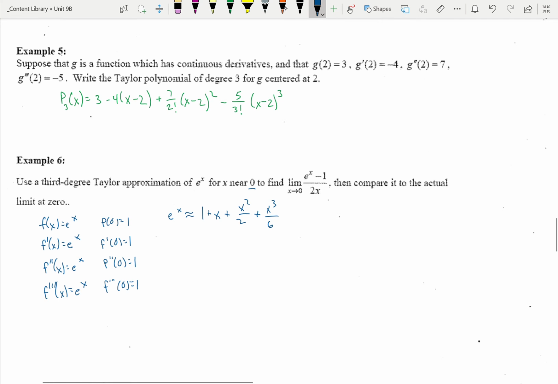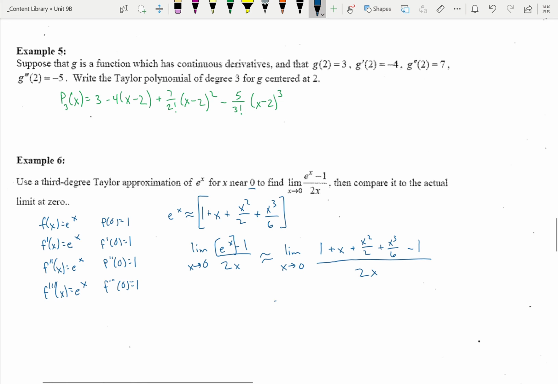So I'm going to say that the limit as x approaches 0 of e to the x minus 1 over 2x is approximately equal to the limit as x approaches 0 of, instead of e to the x, I'm going to replace it with this guy right here because they're approximately the same, at least when x is close to 0. So we're going to put 1 plus x plus x squared over 2 plus x cubed over 6, and then that's this part right here. So then minus 1, that's the other part of that numerator, divided by 2x.